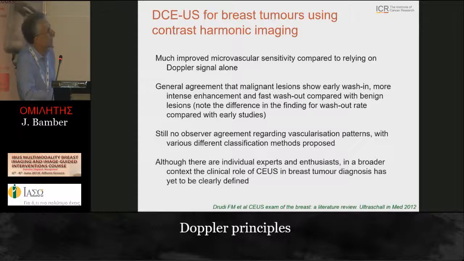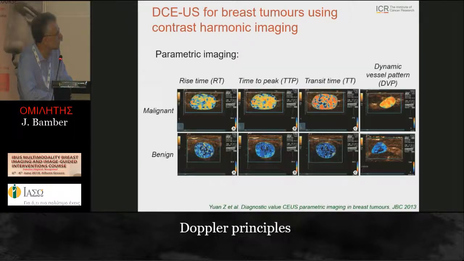There's general agreement that malignant lesions show early wash-in, more intense enhancement, and faster wash-out. It somewhat contradicts the earlier research, so more work is needed to really figure this out. There's still no observer agreement regarding vascularization patterns, I think. And although there are individual experts around the world and individual enthusiasts in the broader context, I think we would have to advise you that this is something that's still very difficult to use.